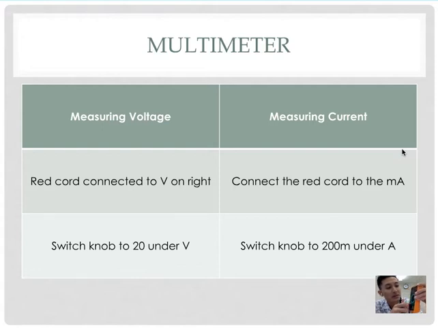And then if I want to measure current in the wire, I'll unplug this, put it into my 10A on this side, on the left-hand side. And then I'll turn my dial to the opposite side to where it says 200 milliamps, okay, under the amps area. And by doing this, I can actually measure current in a wire or a circuit.